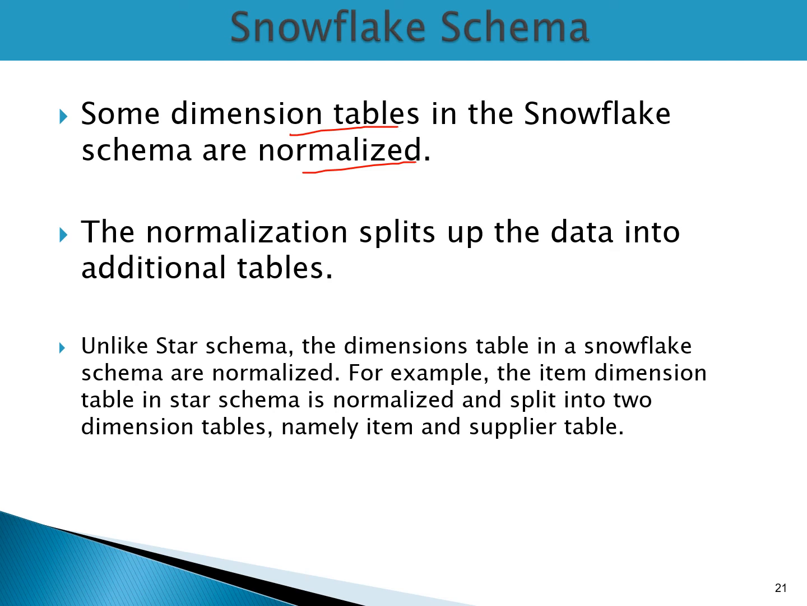So the normalization splits up the data into additional tables. Obviously, as a result of normalization, additional tables are added. So unlike star schema, the dimension tables in Snowflake schemas are normalized. For example, the item dimension table in the star schema is normalized and split into two dimension tables like item and supplier table. For example, in star schema, if item dimension is represented by one table, then in Snowflake schema, it can be represented by normalized item and supplier table, two tables.